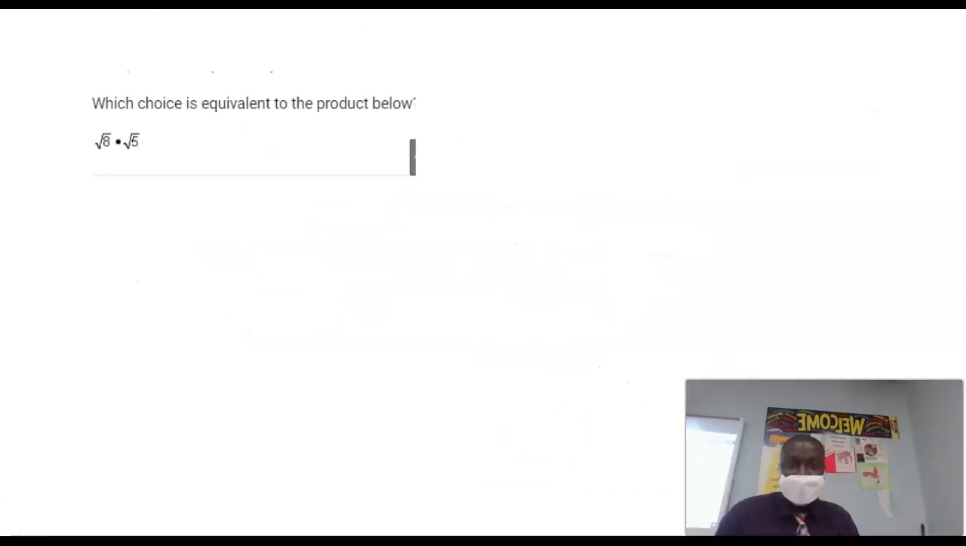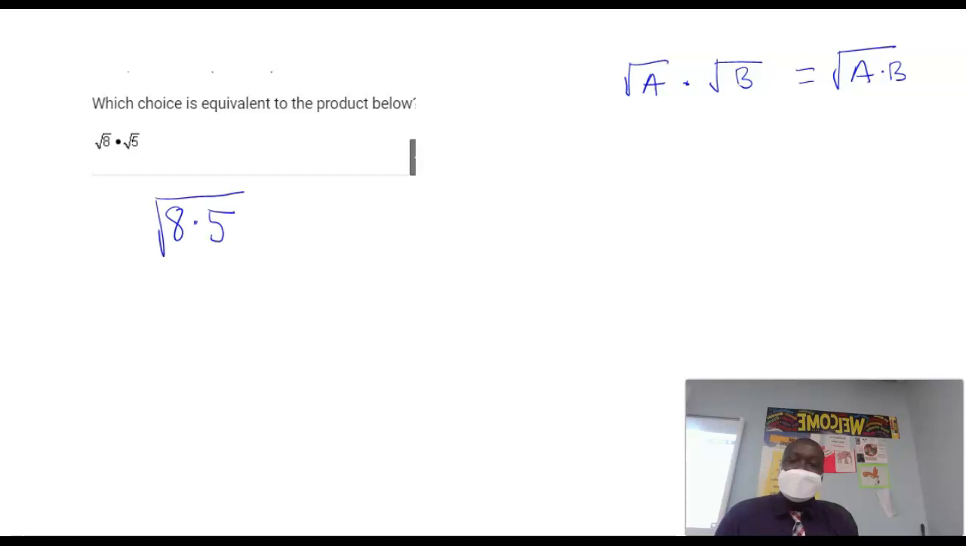Okay. One thing that we have to know, if we have a times square root of b, square root times square root of b is the same as square root of what? A times b. So we have to bring them together first, okay? So first of all, let's do that. So 8 times 5 will give us what? 40, okay? We get square root of 40.